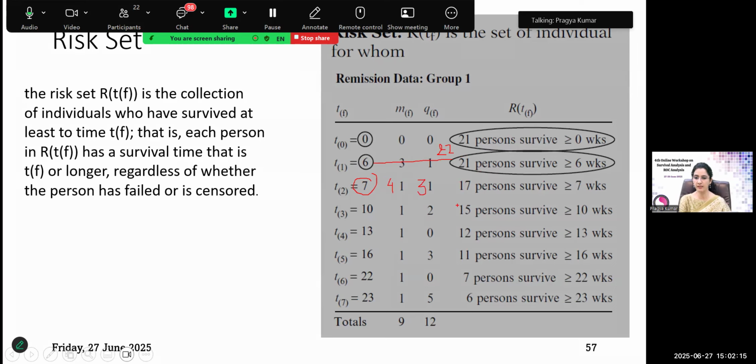Okay, that information you have. So since you have got 22 here as a risk set, you don't have any information of this 6 weeks period. That's why here also you will have 22. Why? Because you deduct the cases which have happened before that. And if you see the definition of risk set, it says how many people could survive at least up till 7 weeks or more than 7 weeks.